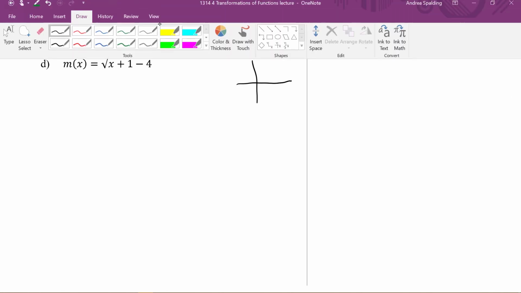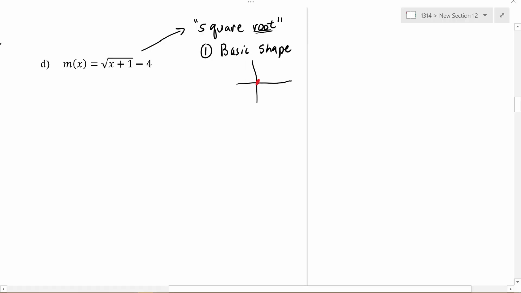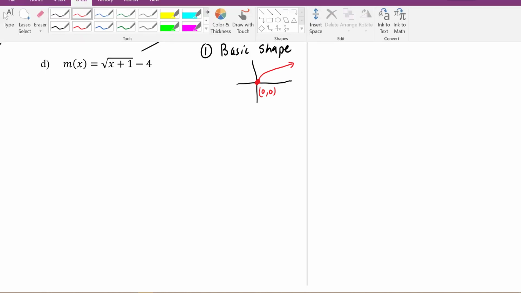Okay, so we're going to start at the 0, 0 point. And then the square root function curves up and to the right, and then that's it. Okay, so it doesn't have that tail to the bottom left. So there's our square root basic shape.